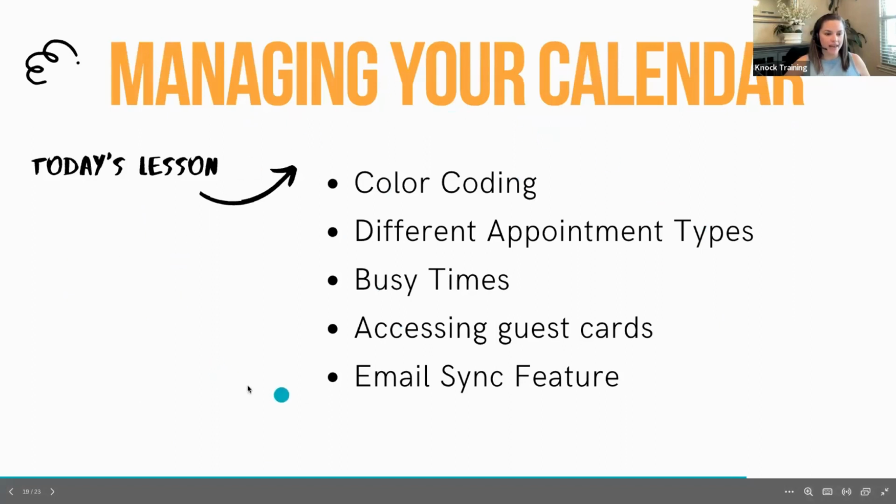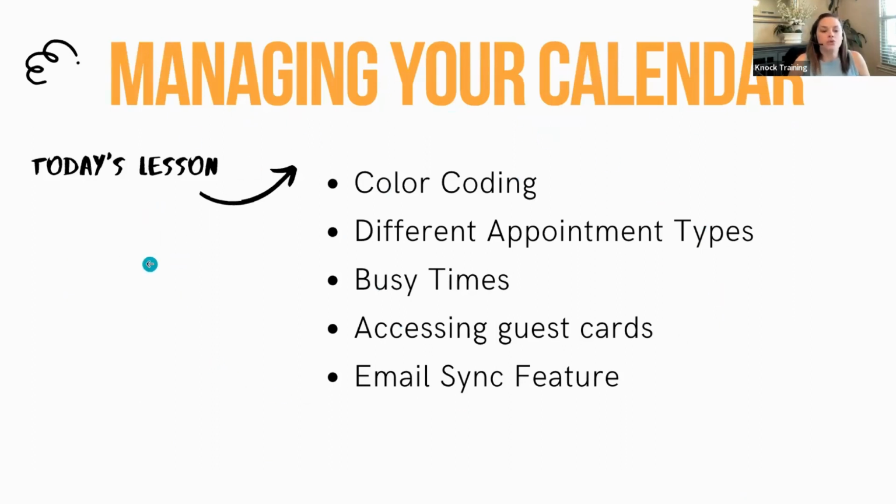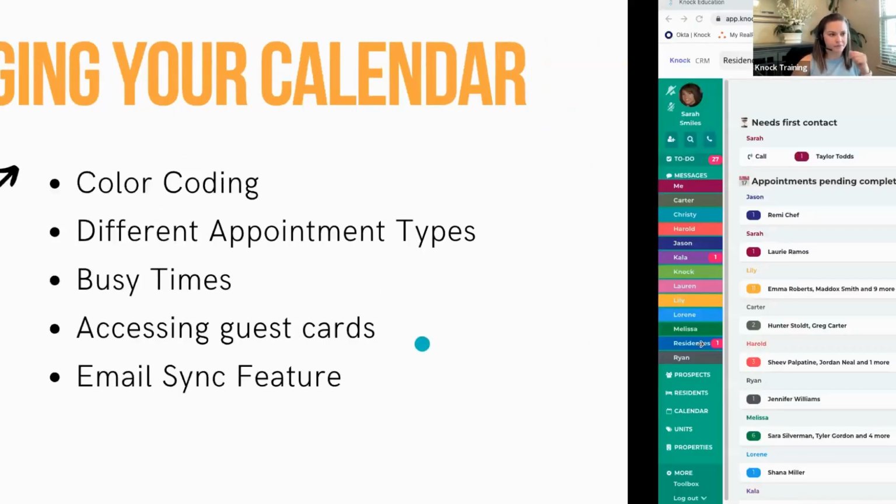Talk about our calendar. So you do have a calendar in the system that you're going to be able to manage. This is going to have a couple of things. Color coding, we'll talk about that. We're going to be able to see the different appointment types. We'll talk more about busy times. Remember, that syncs into our Knockbot. We're also going to talk about how to access guest cards, and we're going to talk about the sync feature as well. So let's go in.